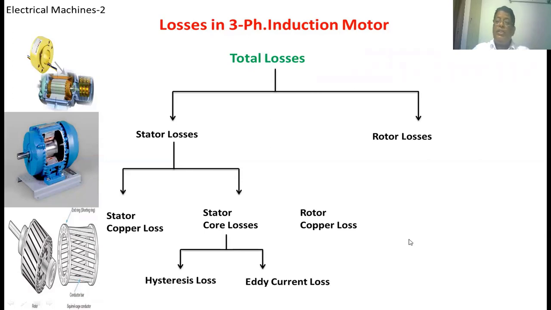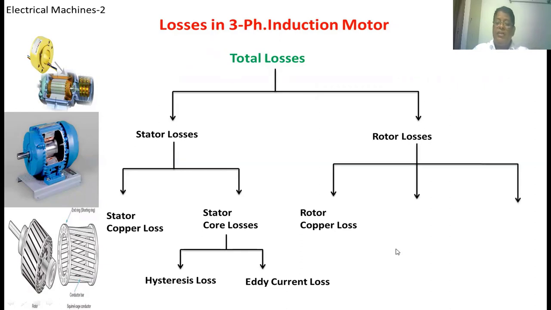We reduce the hysteresis loss by selecting silicon steel as the material. That material has a low hysteresis coefficient, so the hysteresis loss occurring in the stator core can be reduced. Eddy current loss. How are we going to reduce this eddy current loss? The stator core is made of laminations, so that the eddy current loss can also be reduced.